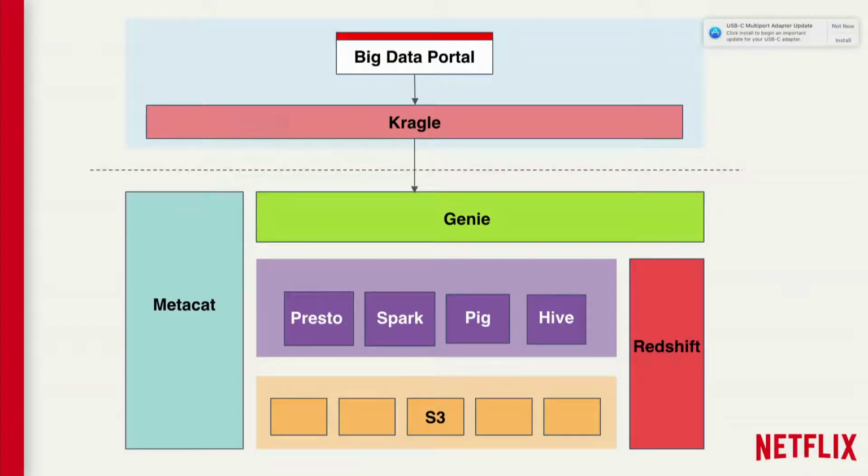Metacat also tells us what tables we have in Redshift. We use Redshift as well. We move a subset of our data from the S3 data warehouse into Redshift to cache it for things like Tableau, MicroStrategy, and other situations like that.